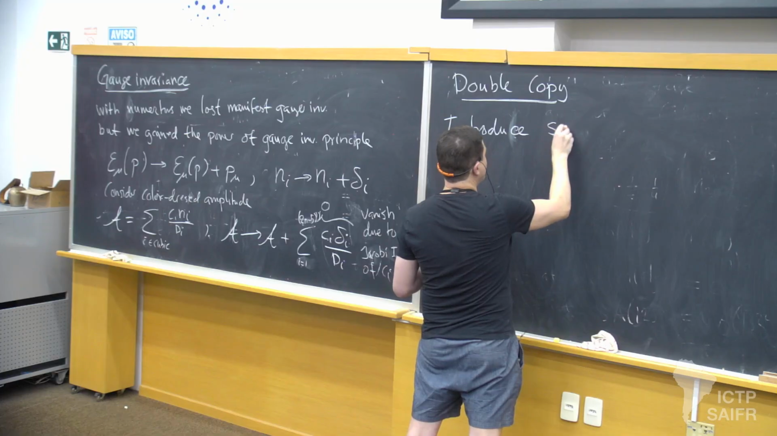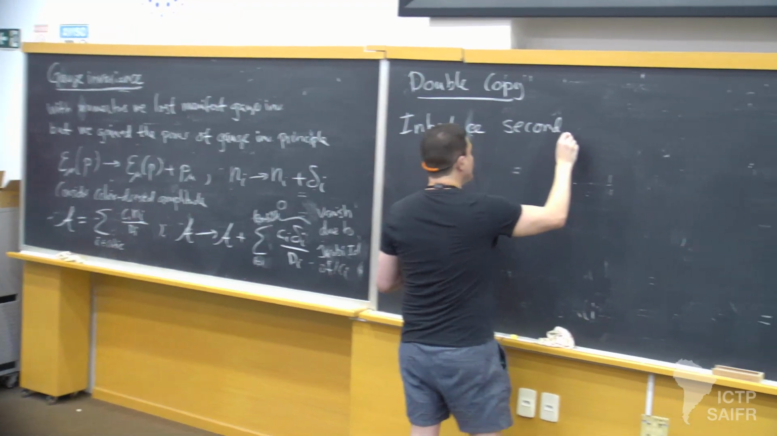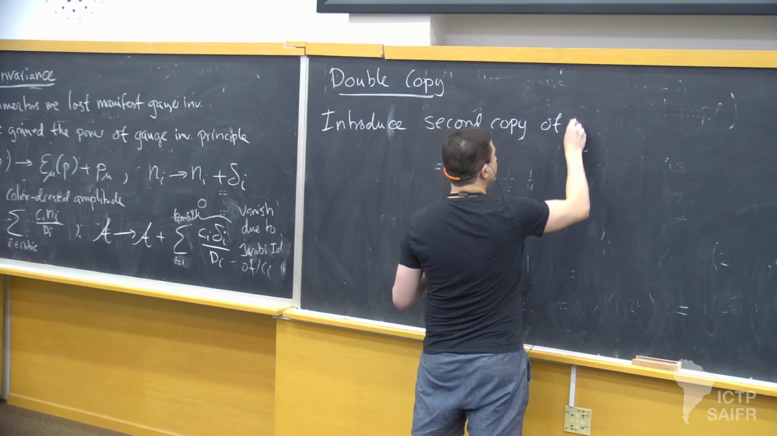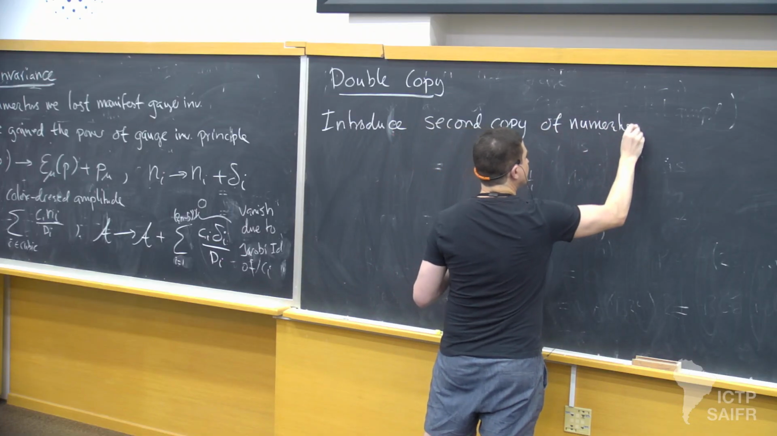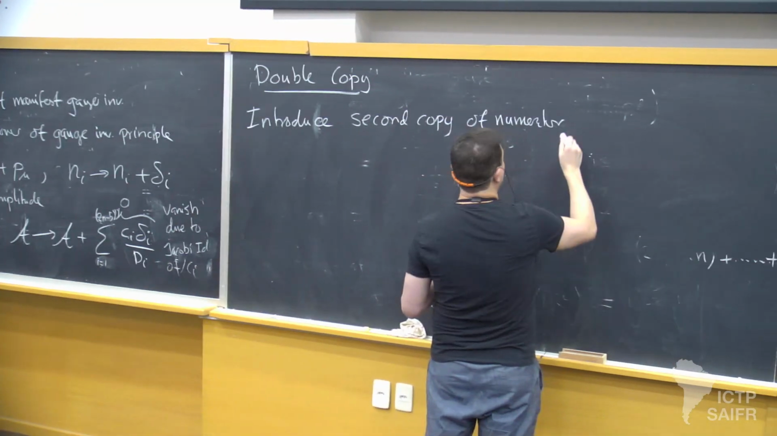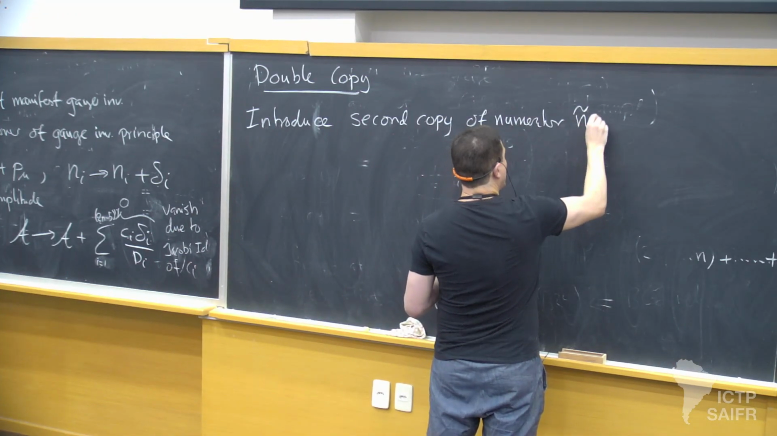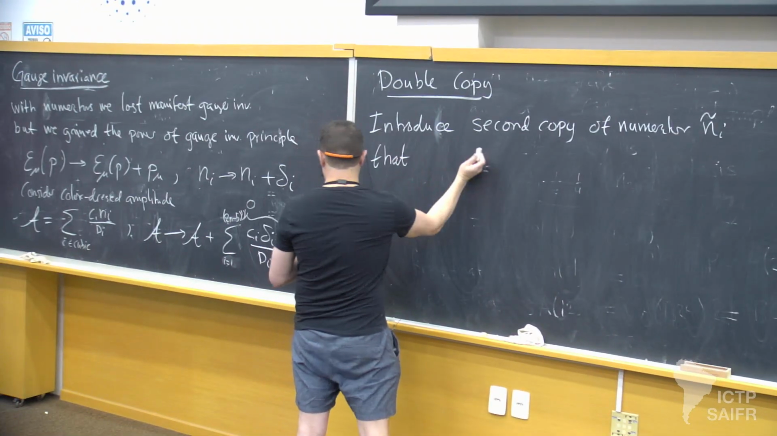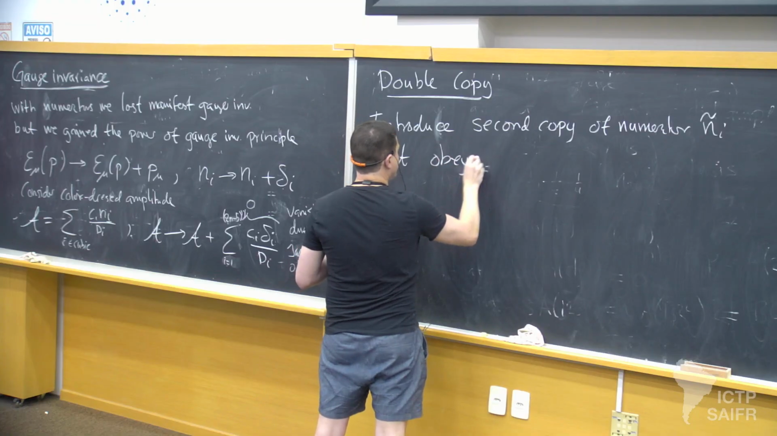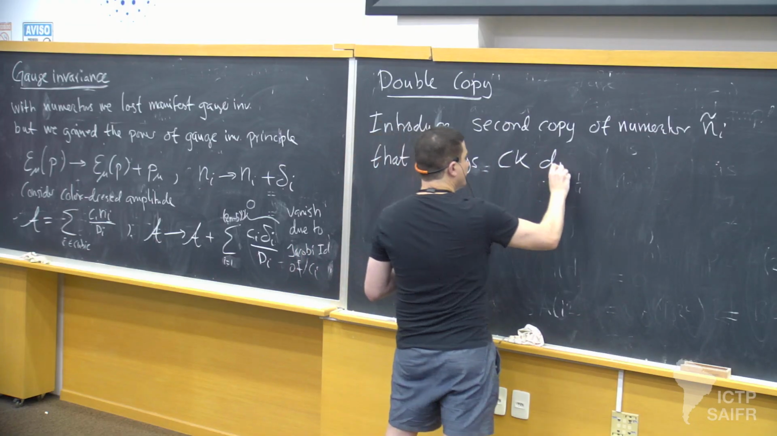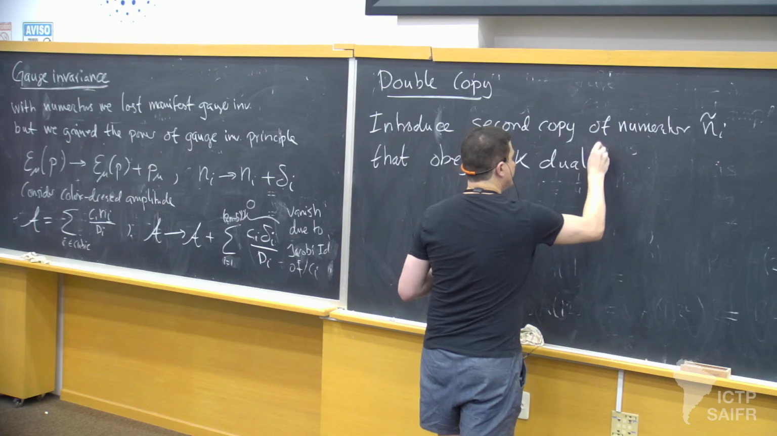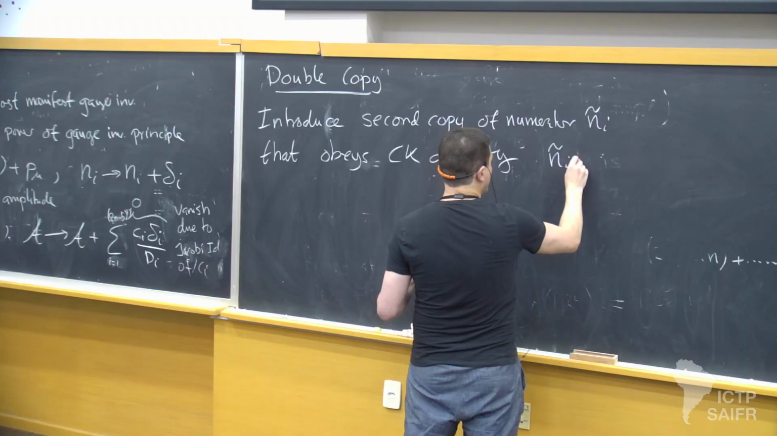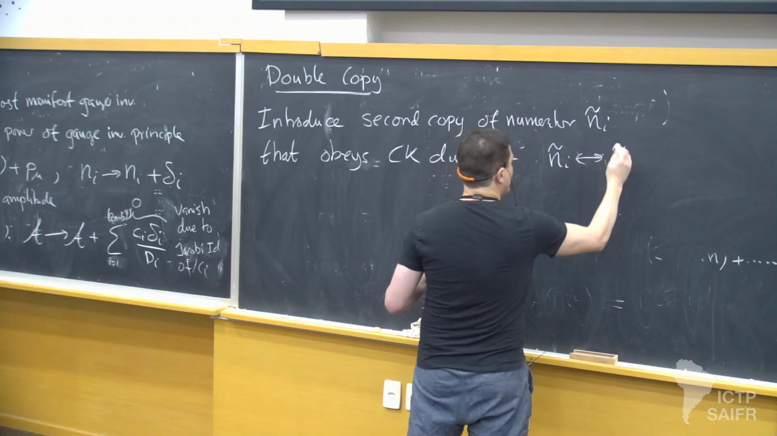a second copy of numerators, or second set, maybe is a better word, and let's call them n twiddle, that also obeys Color-Kinematics Duality. Meaning that the Ni twiddle are basically dual to the color factors. Whoops, no tilde there.